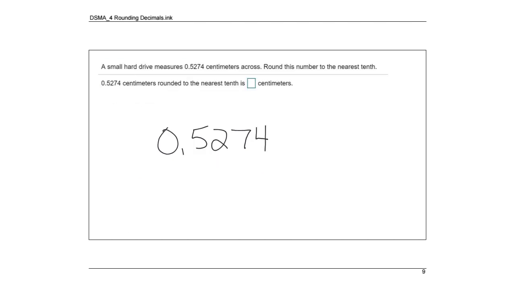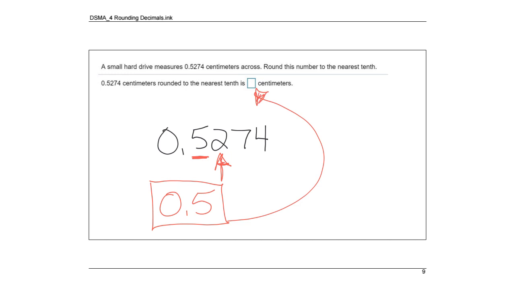A small hard drive measures 0.5274 centimeters across. Round this number to the nearest tenth. Okay, so nearest tenth means I'm going to round to this first decimal place. I want to look at the very next number. Well, the very next number is only 2. Therefore, I'm going to stay with the 5. I'm not going to round up to 6. I'm going to stay at 0.5.